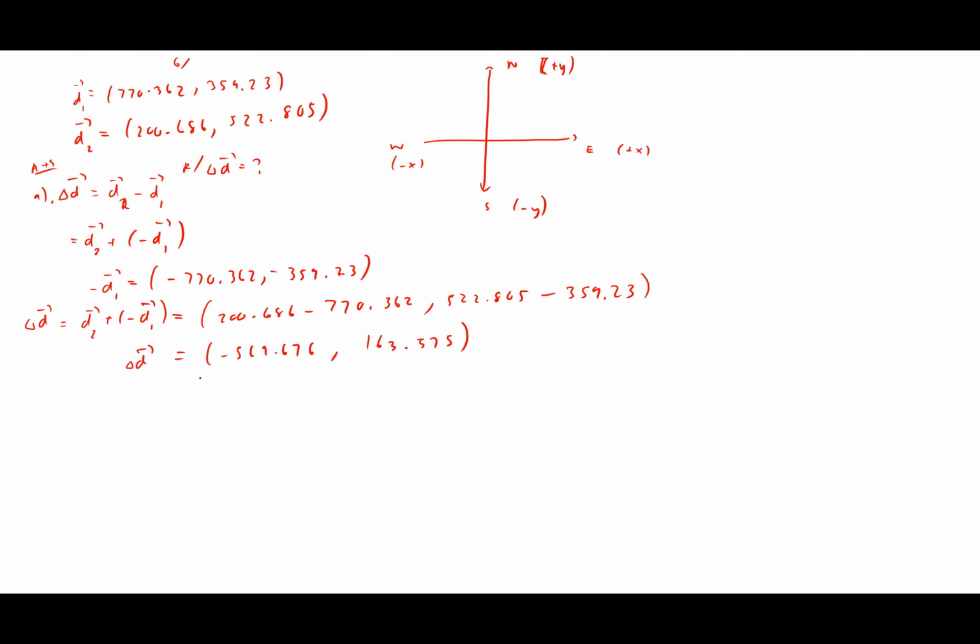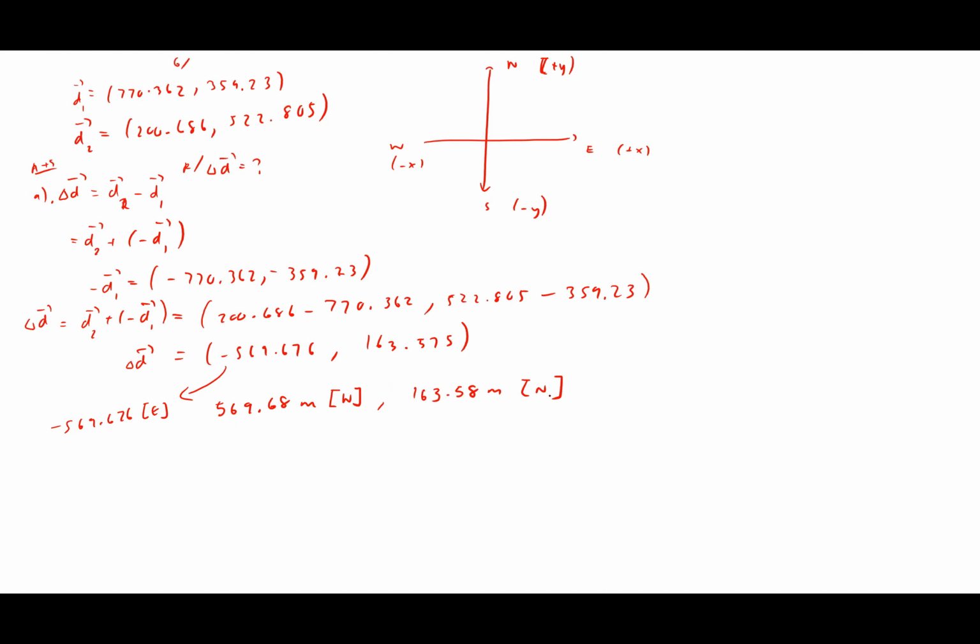Well, this tells us that the displacement of this object is basically about 569.68 meters west, right? Because this is x, negative east. Negative 569.676 east is 569.68 meters west, okay? So the displacement is 569.68 meters west, as well as positive 163.58 meters north. Okay, so that's really the idea.